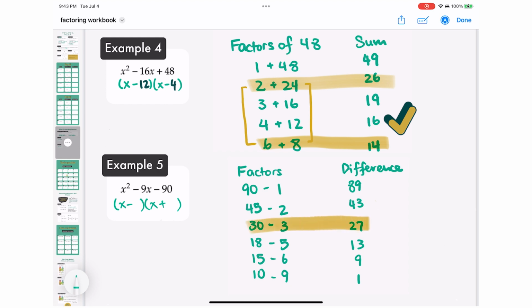I can see that my difference is too large, so I'm going to find factors that are closer together. Now the difference is too small. So that means that one factor must be between 3 and 9. The other is between 30 and 10.